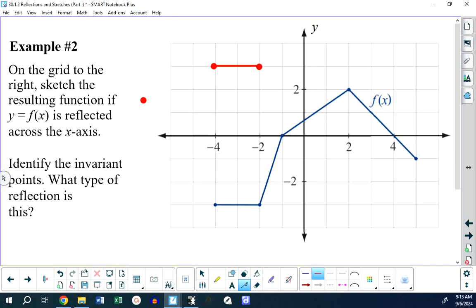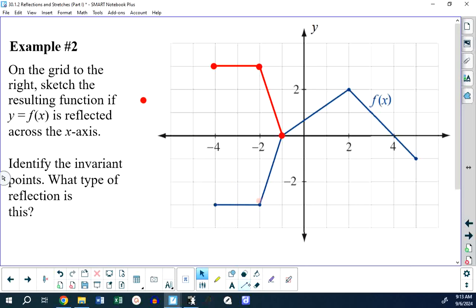The next point that I have, left to right, is this one. It's 0 above or below, so it should be invariant. It's not going to move. It's not below, so it can't reflect above. It's not above, so it can't reflect below. So we can connect that. I can go on to the next point.